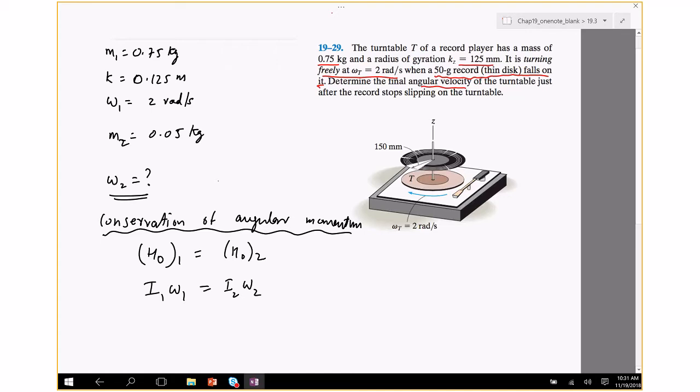0.05 kg. So what you need extra is that the inertia of a disk about an axis z is half mass times r squared. Okay, this is information you would need. So can you solve for omega 2 and pull the answer?